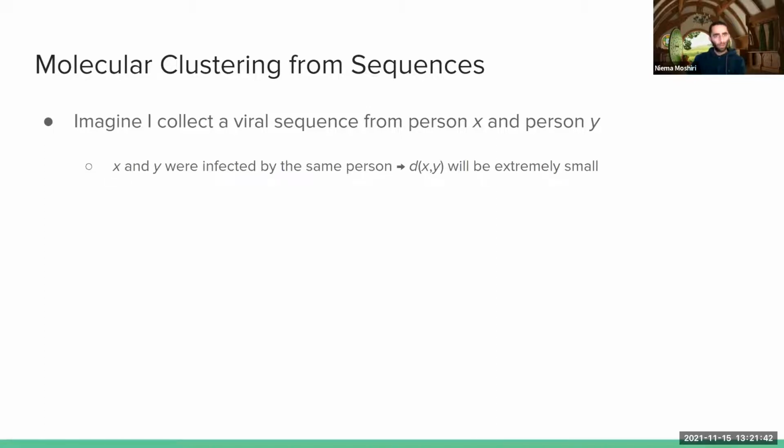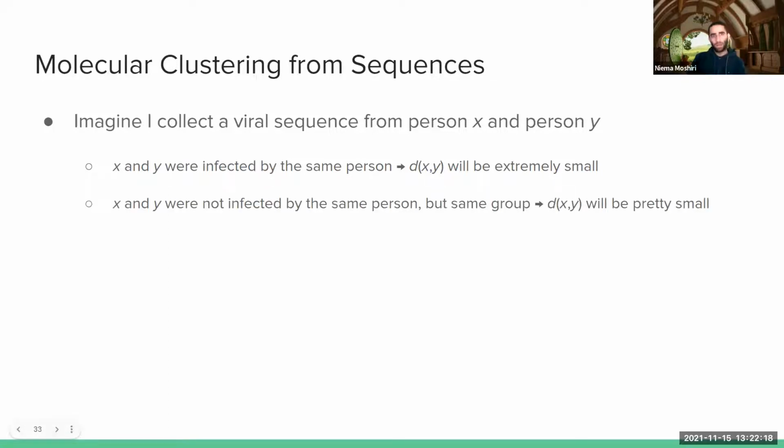So if X and Y were infected by the same exact person, so there's another person who infected person X and infected person Y, the pairwise distance, d(X,Y), between their genome sequences will be super small. In other words, the viral genomes are going to be super similar. That's because not enough time has passed, so there's not going to be very many mutations between their two viral samples.